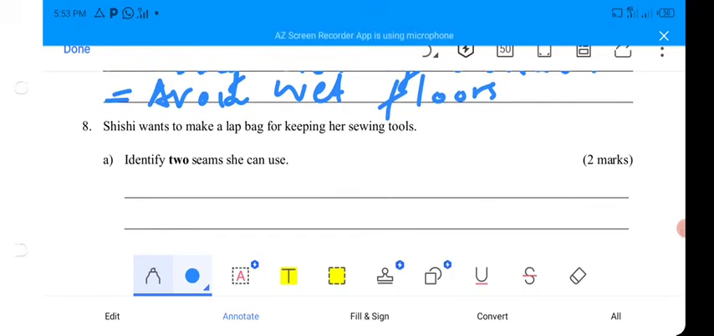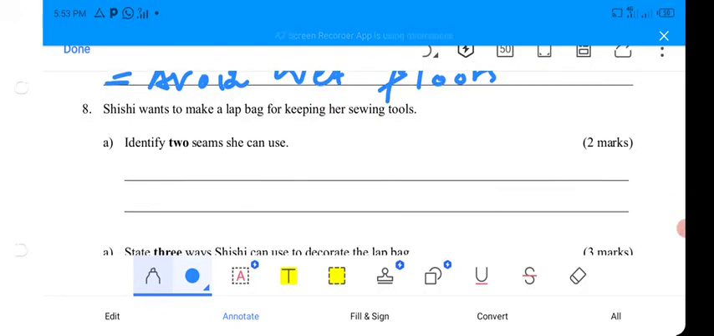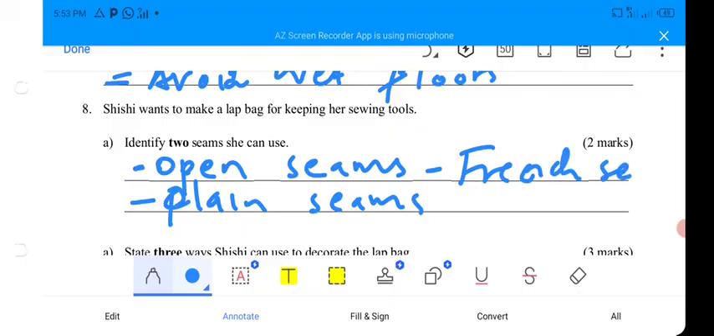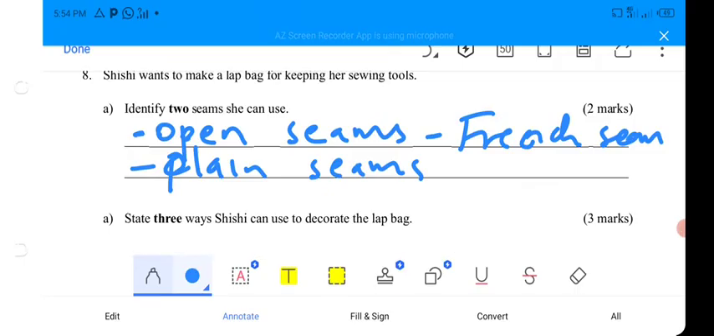Question 8. Shishi wants to make a laptop bag for keeping her sewing tools. Identify the types of seams. So there are many types of seams, but the 2 main ones, we have the open seams. We have what we call plain seams. Shishi can use even French seams. There are like 5 types of seams, but these are the main ones that are used.